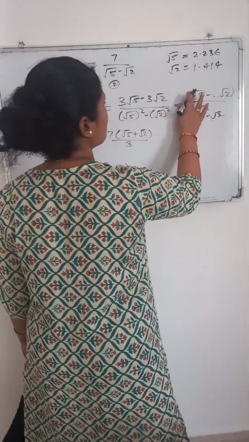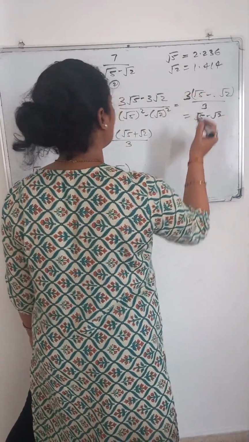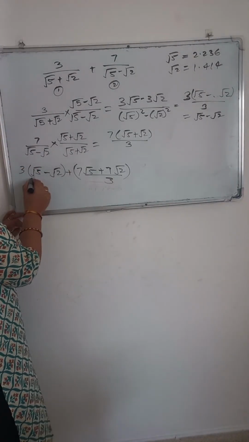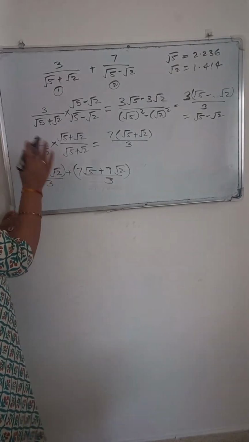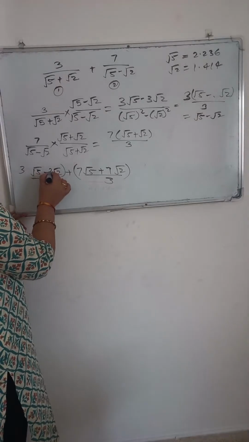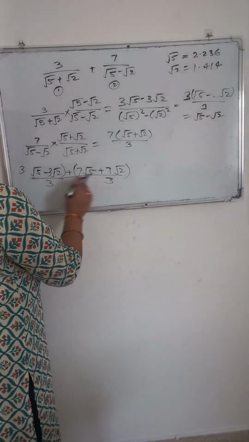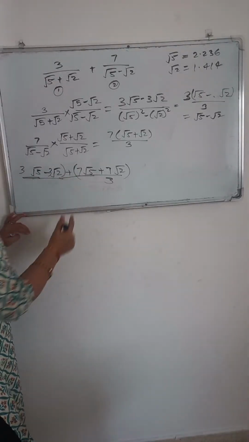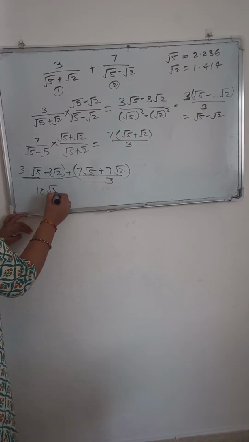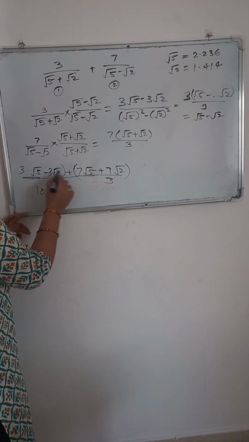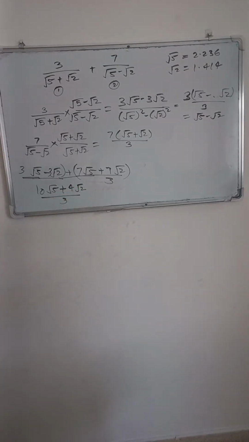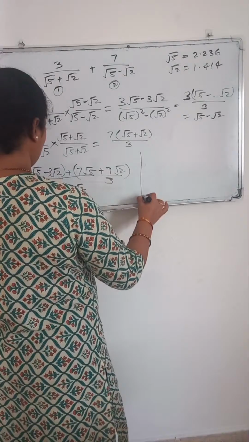Here one more thing: instead of cancelling, we can keep it as 3 by 3. Here we did not take any common. So this is 3, now multiply inside by 3, so 3 root 5 and 3 root 2, and the LCM is 3. If we simplify, 3 root 5 plus 7 root 5 is 10 root 5, and minus 3 root 2 plus 7 root 2 is plus 4 root 2, divided by 3.